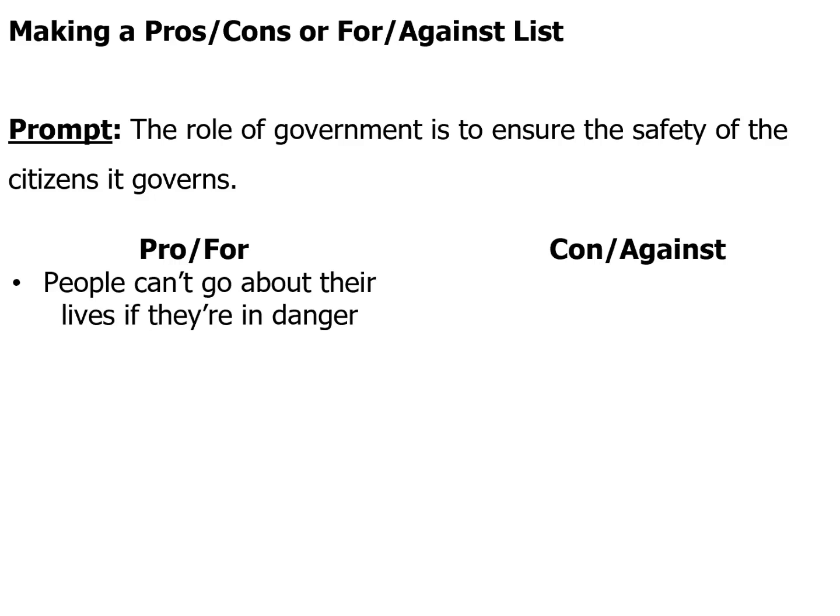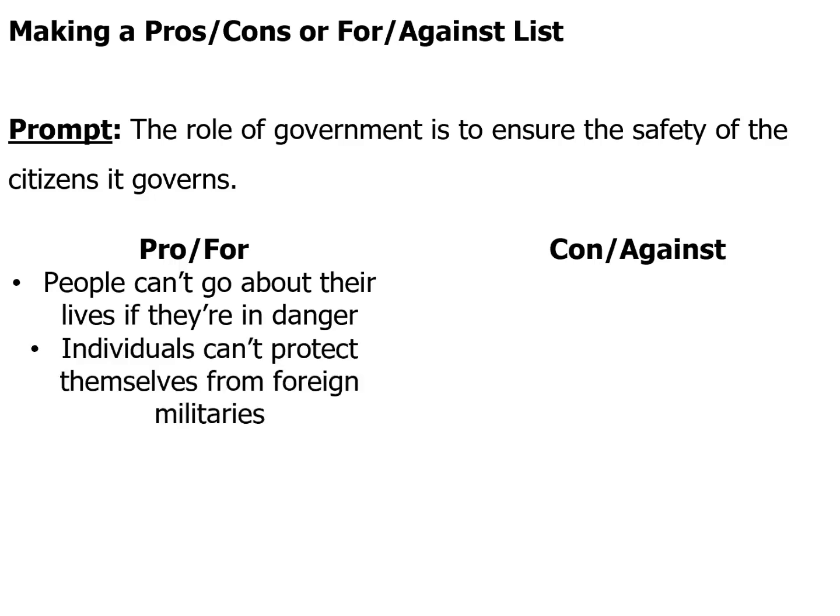All right, let's work through the process of brainstorming. The first statement we have is in support of the prompt. It is that people can't go about their lives if they're in danger, and that claim suggests that the government needs to keep people safe so that they can lead normal, peaceful lives. Our next one is also in the pro category. Individuals can't protect themselves from foreign militaries. Makes sense. Individuals really don't have enough power to do that.